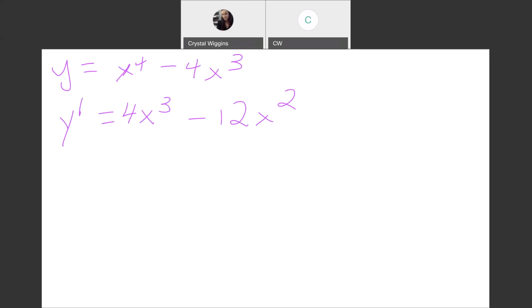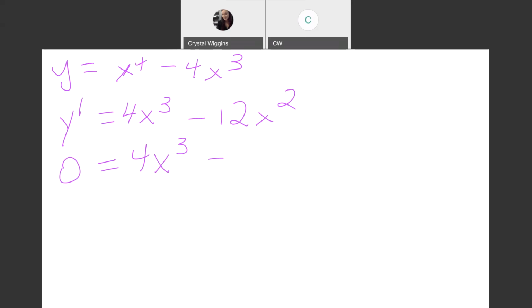Okay, so this is the same thing we did in the 4.2 video. We take a look at our function, which this time is x to the fourth minus 4x cubed. Step 1 is to take the derivative. So we have, using our power rule, 4x cubed minus 12x squared. After we find the derivative, we are going to set it equal to 0 and solve for x.